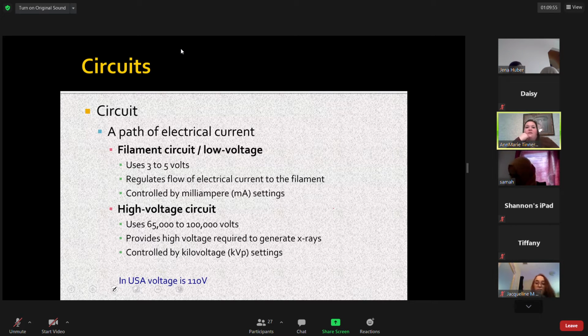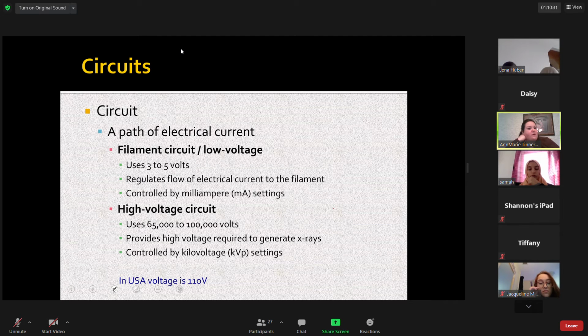The circuit is a path of electrical current. You have a filament circuit, which is your low voltage circuit. This only uses 3 to 5 volts. And your low voltage circuit is going to regulate the flow of electrical current to the filament. And this is controlled by your MA. What does MA have to do with? Quality or quantity? Quantity. Good.